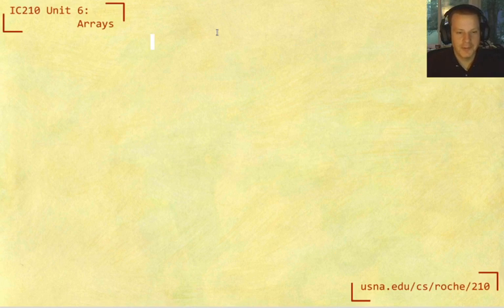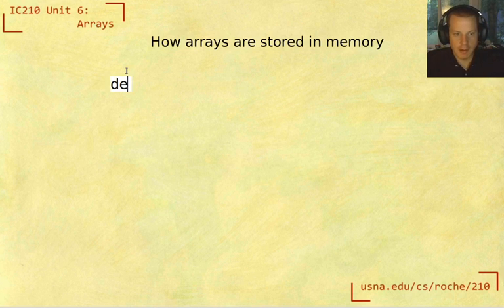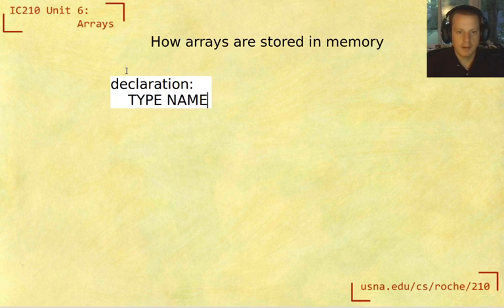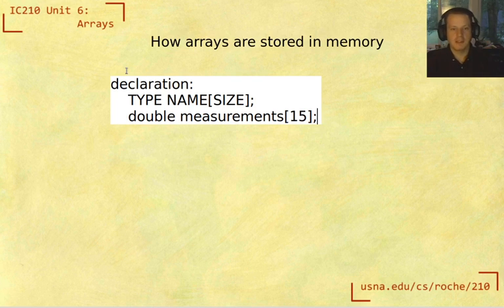Hi, everyone. What we're going to look at now is a little bit of details of how arrays are stored in memory. And so this is a little bit more detailed now. We've seen the basic syntax of how arrays are declared. So remember, the declaration is something like a type name, then the array name, and then the size. So, for example, we could have double measurements[15]. That would create an array of 15 measurements.